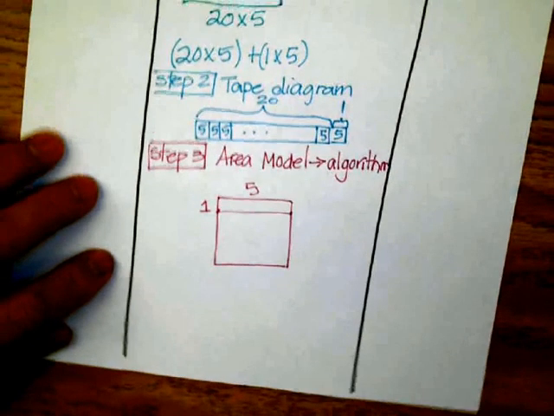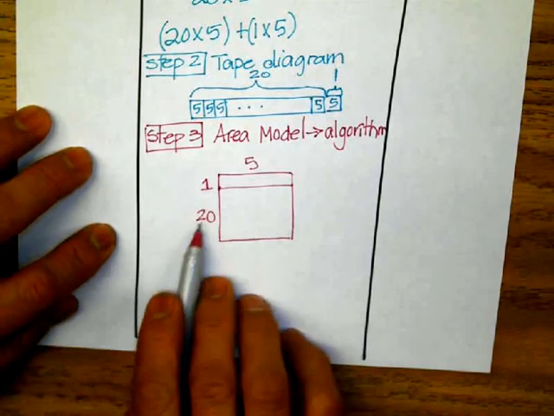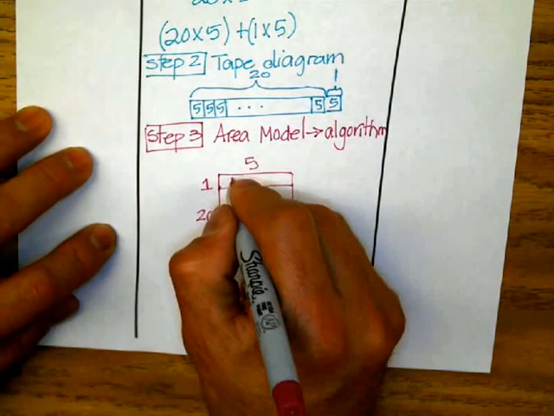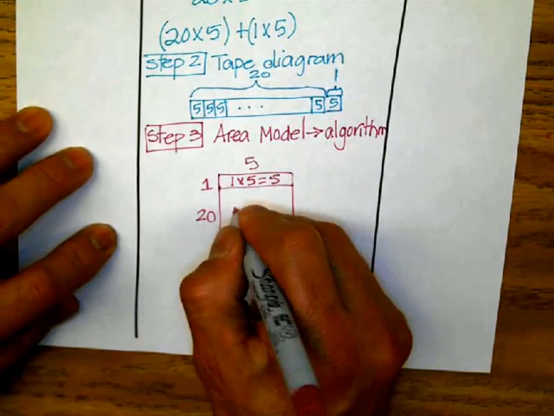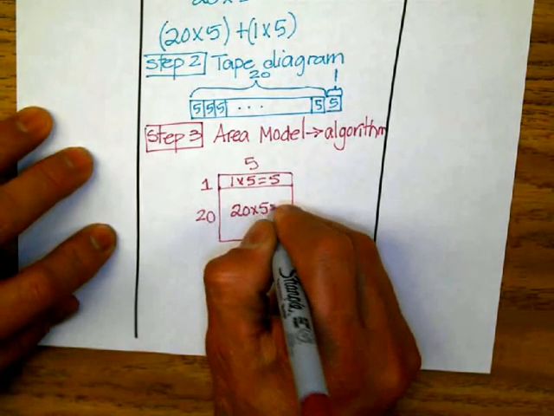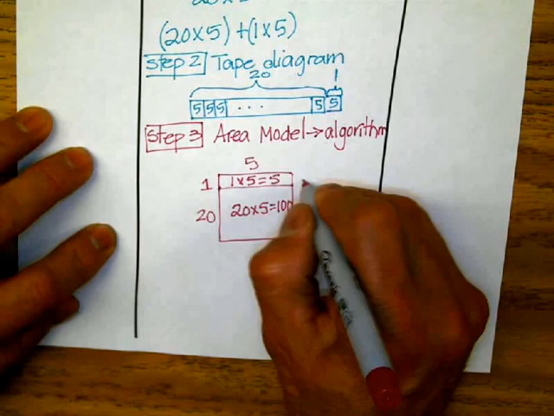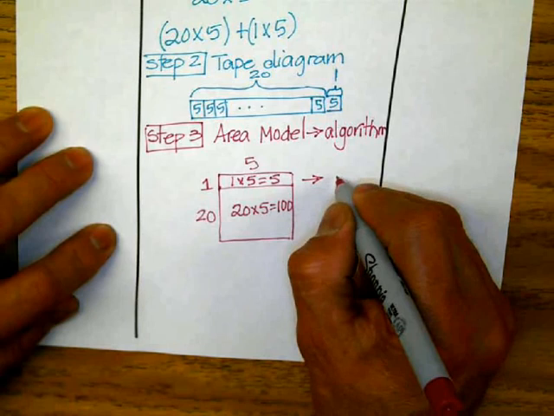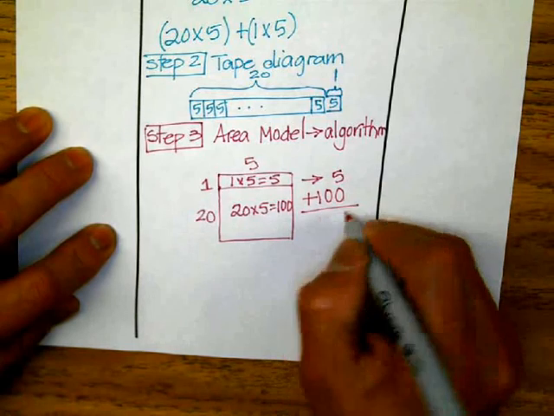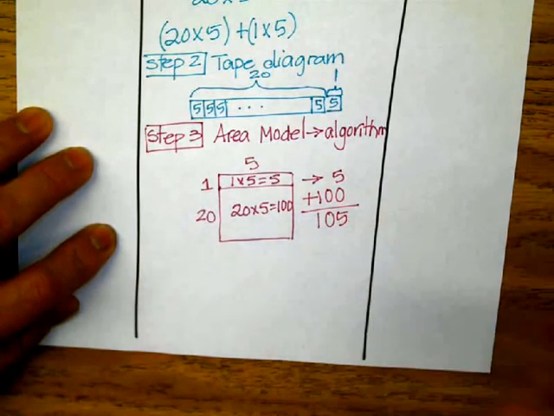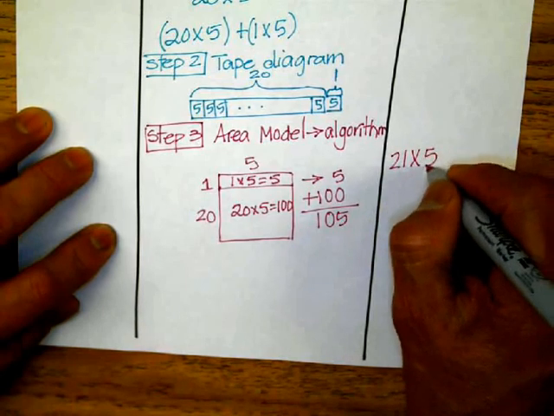So now that we have the area, we said, oh, this is 20. So 21 fives. So now we have 1 times 5 equals 5. And 20 times 5 equals 100. Now we have to add up all those partial products. That's 5 plus 100, and the answer will be 105. And this is the product for the two factors, 21 times 5 equals 105.